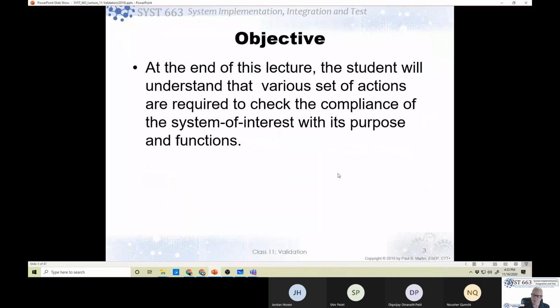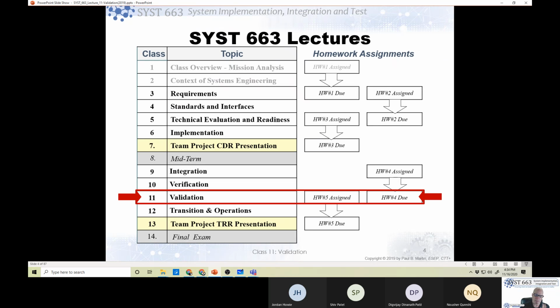What I want to do is get you to understand the various set of actions that are required to make sure a system of interest is compliant with whatever purpose or function it was built for. That's why we're coming together here. This is the pre-ultimate lecture. We only have one more to go, and then the TRR and the final, and we're done, which I'm sure you would all be happy for. Hopefully you've turned in homework number 4. I'll be giving you one more homework, and also I'll probably give you an extra bonus round for you to work.